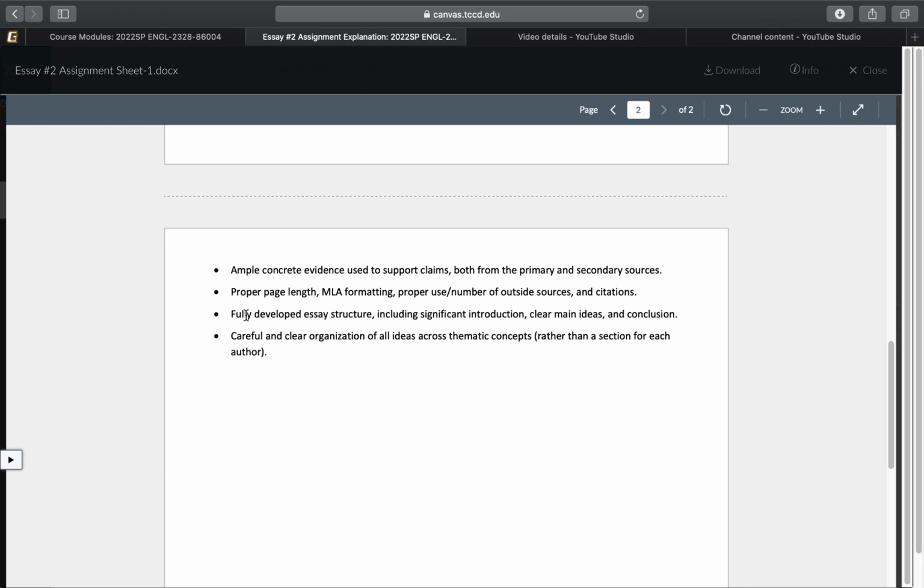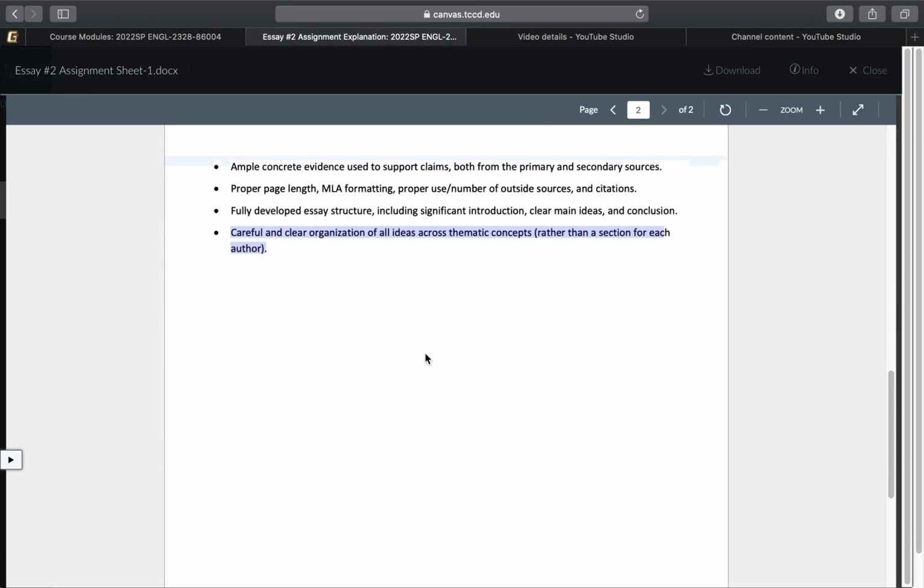And then make sure you have a good essay structure as always, a good intro with a thesis claim, clear main ideas with lots of good evidence and analysis around it, and a conclusion which restates your thesis claim and your main ideas in new words and wraps up your argument. And then a good organization across your thematic concepts.